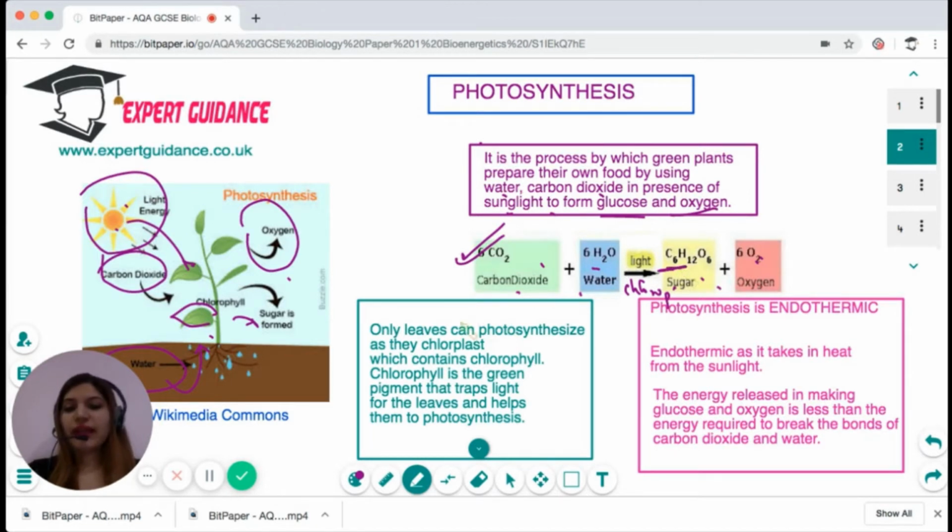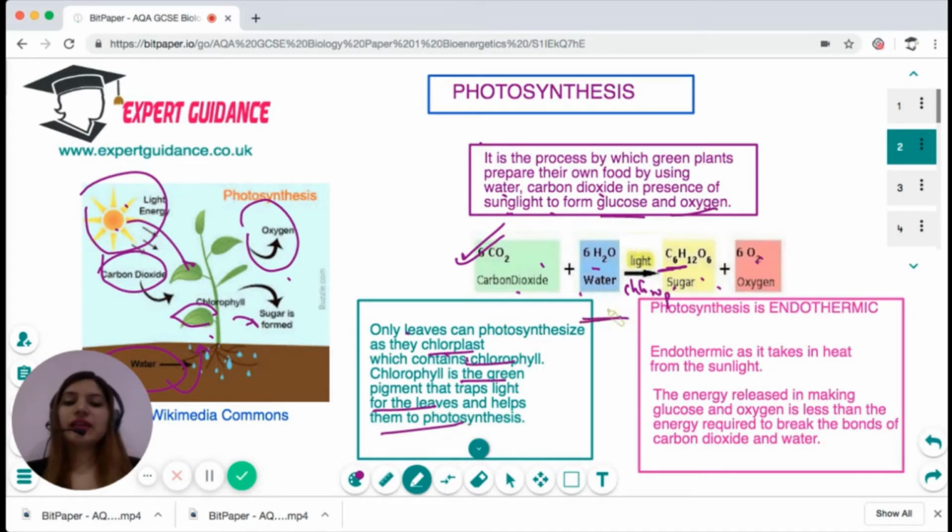Okay, now why only the leaf can photosynthesize? Why not roots? The reason for that is the presence of chloroplast. The leaves have chloroplast, which contains chlorophyll, which is a green pigment that can trap light energy from the leaves, and helps them to photosynthesize.